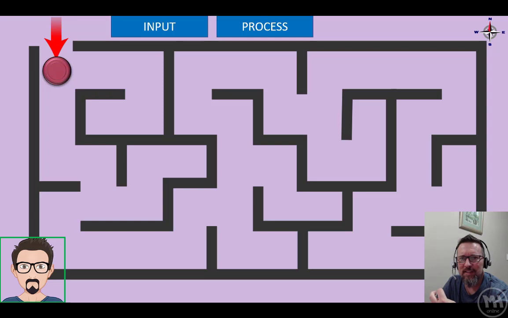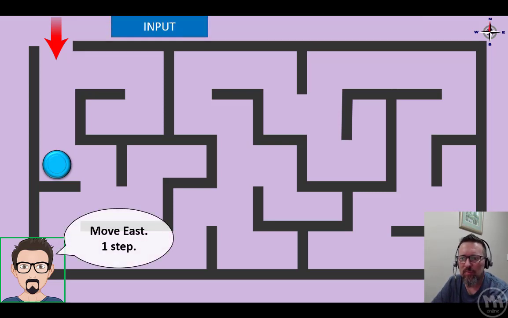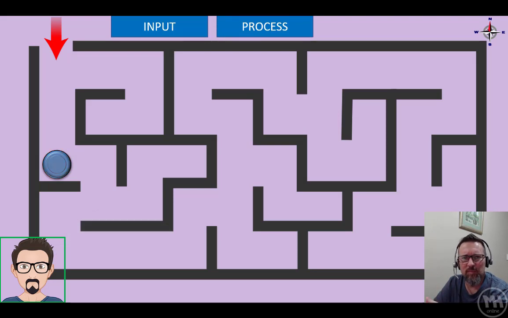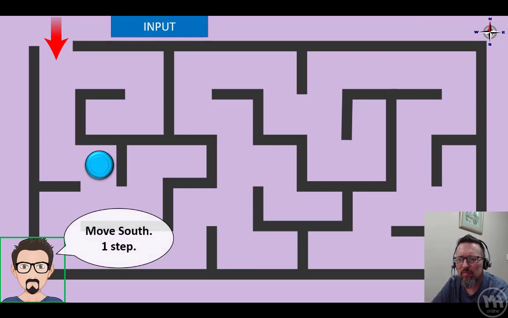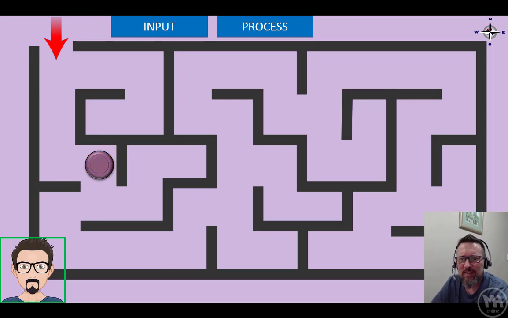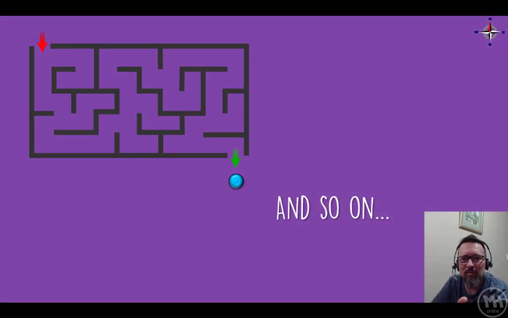Then the processing takes place. In other words, what needs to happen? The computer then processes that information, and then we have output, which is the action or the consequence of the processing. Here's another input: move east 1 step. Processing takes place yet again, and the output then happens. The movement then happens. One more: move south 1 step. Processing takes place again from the input that has been given, and output. And so on and so on, until we are able to guide this little marker out of the maze.